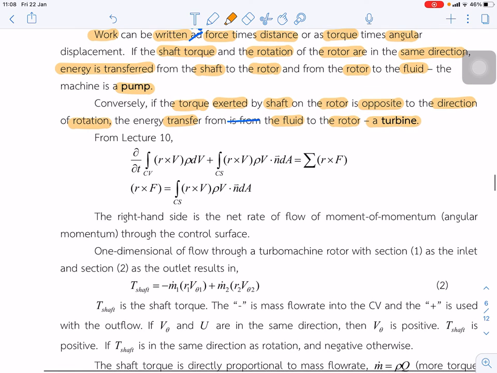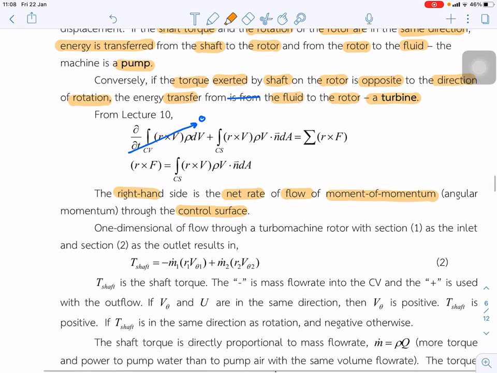From the Reynolds transport theorem, the change of momentum inside the control volume plus the change of momentum on the surface equals r cross F. This term has no change inside the control volume, so we have just the second term. It explains that the right-hand side is the net rate of flow of angular momentum through the control surface.